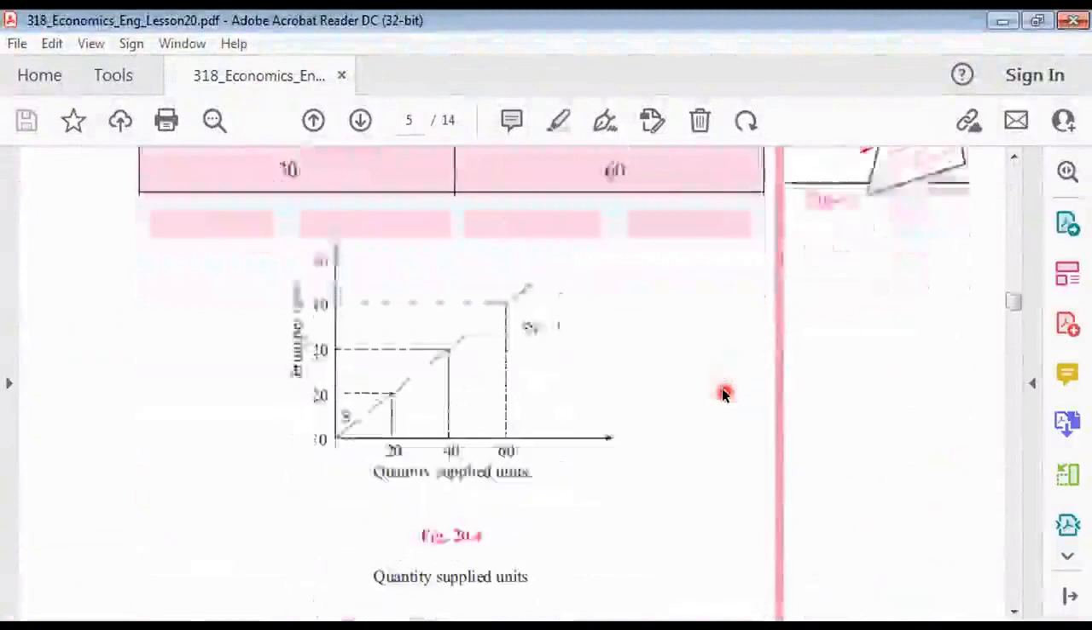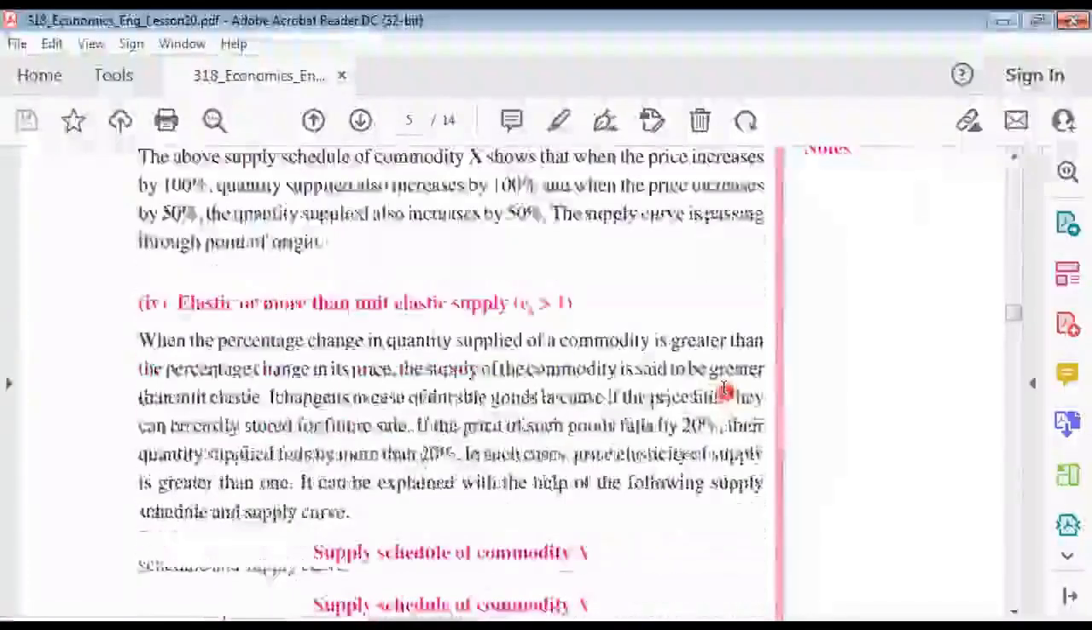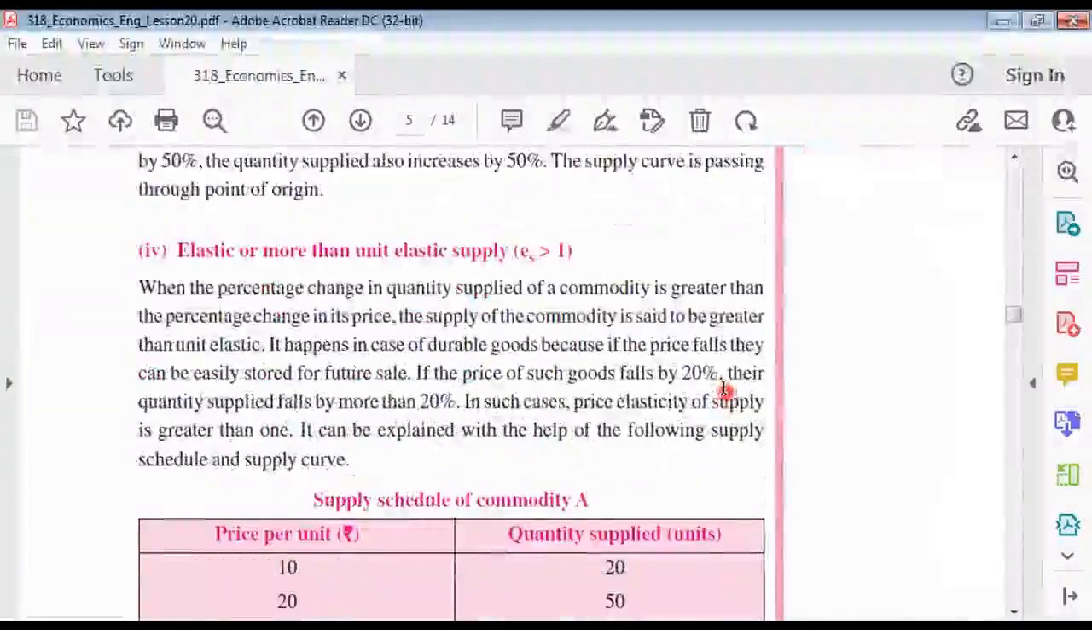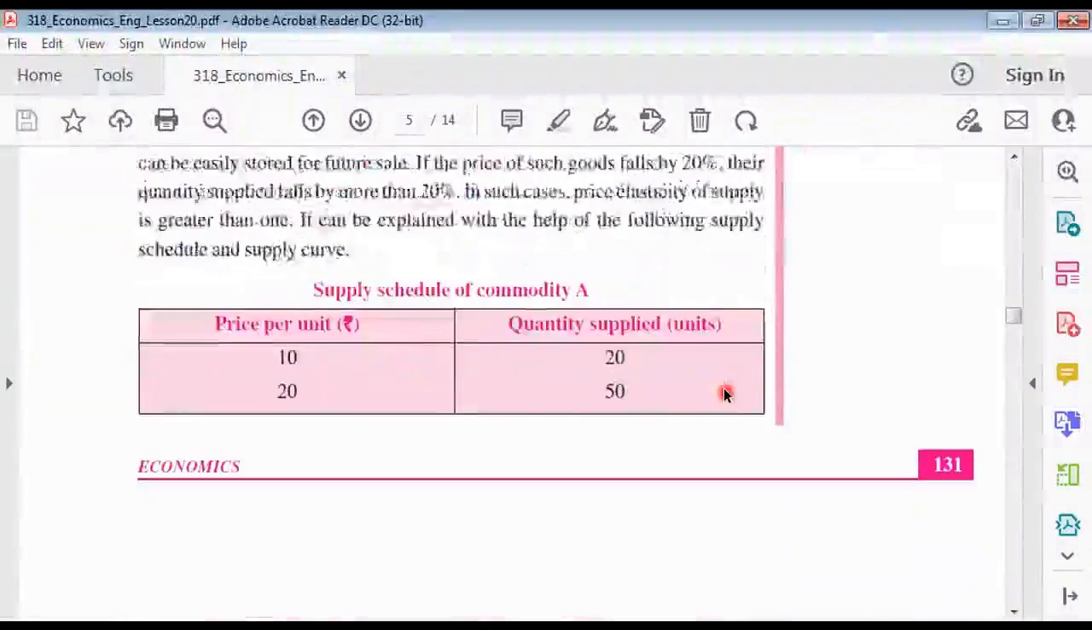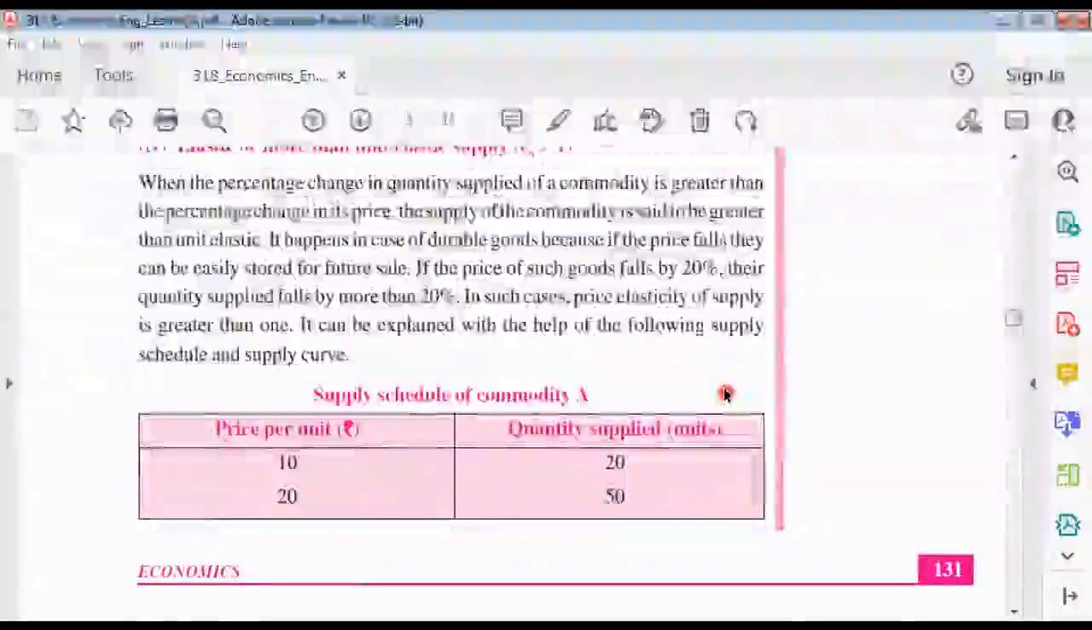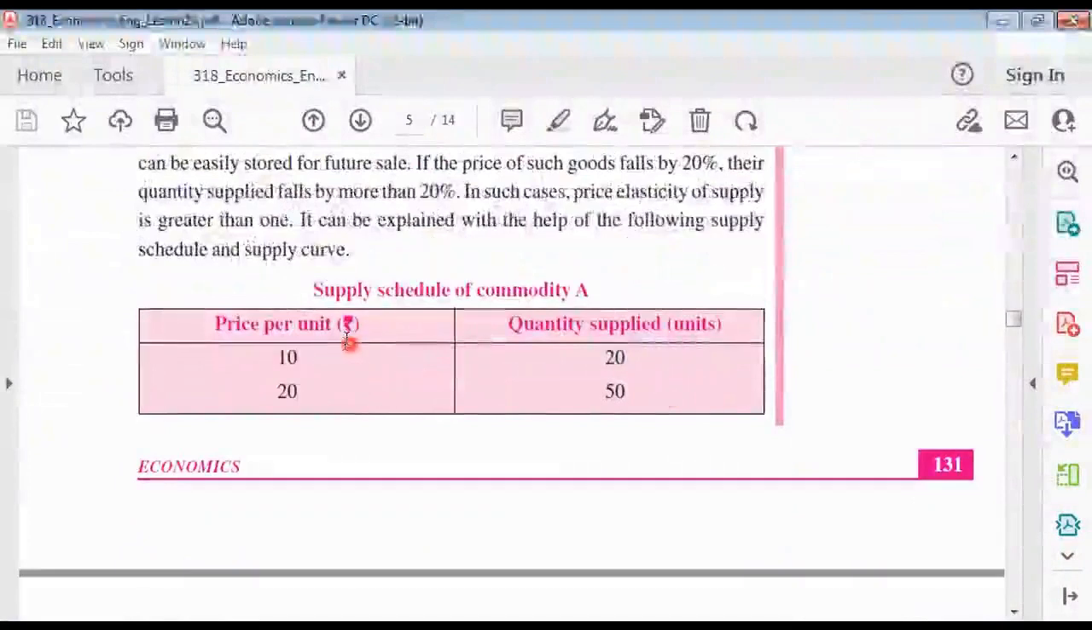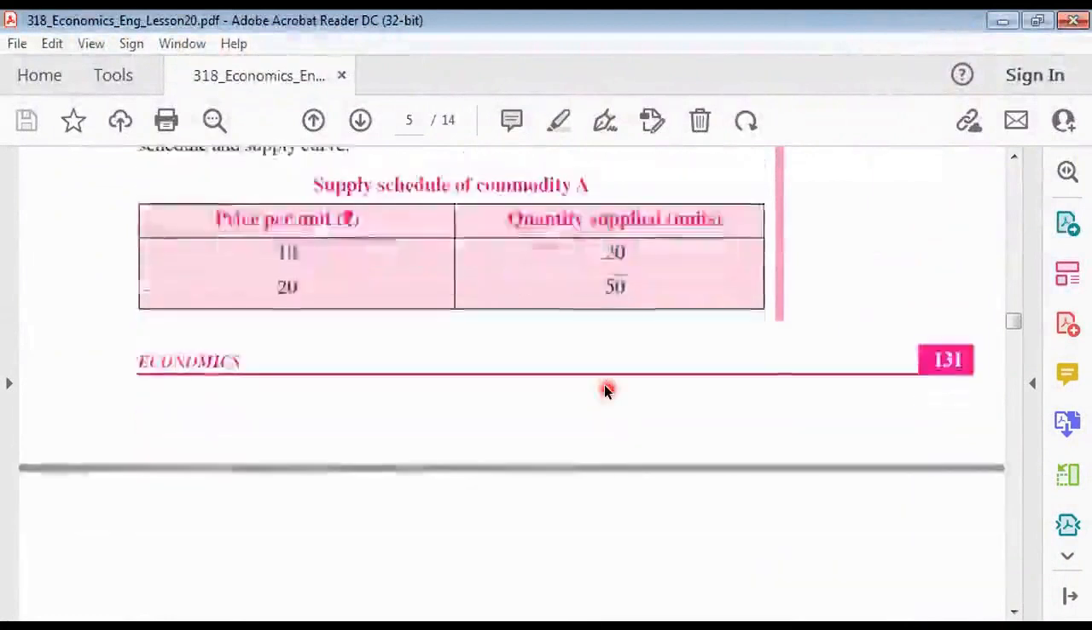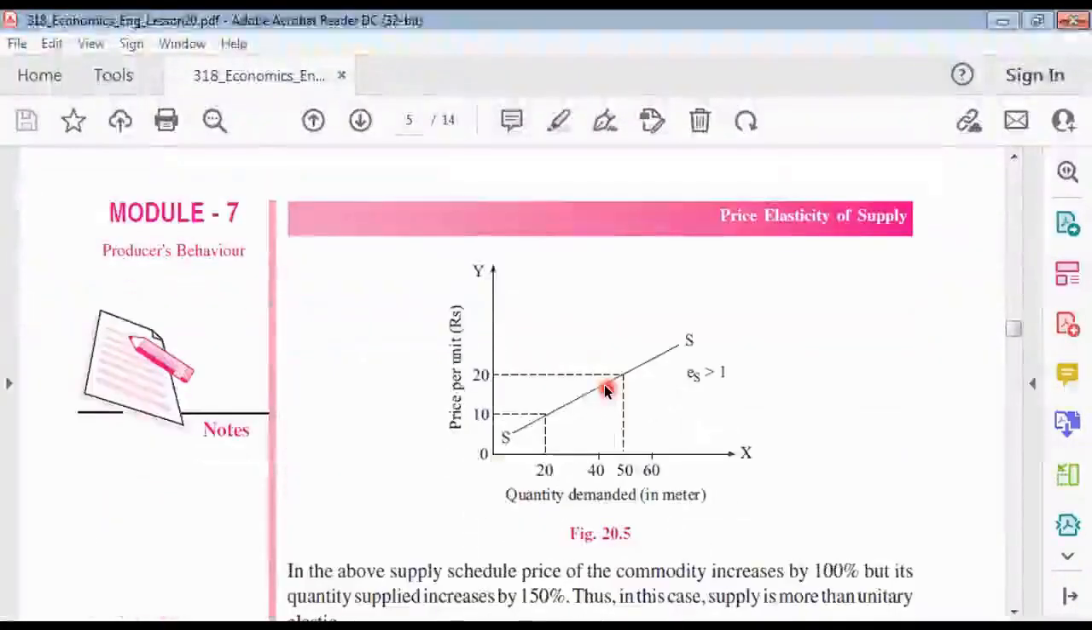I'll directly jump to, let's say, first greater than 1, then I'll come to equal to 1. Greater than 1, as you can see here, look at the table. Price rises from 10 to 20, but quantity supplied rises from 20 to 50. Correct? And the graph is the same, but the only difference is the graph is flatter compared to the previous graph, where we discussed a case which is less than 1.